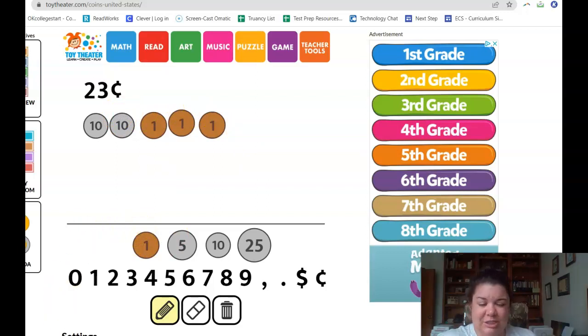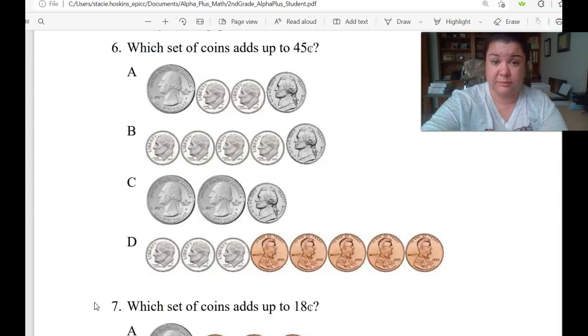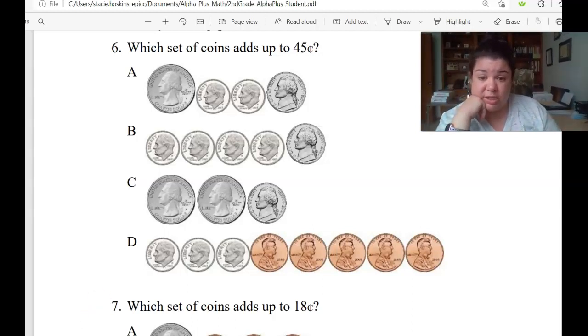All right, let's shift gears a little bit. Okay, so this question's asking us which set of coins adds up to 45 cents. So you're going to have to look. Now I know that 2/4 is 50 cents. So I can automatically look at this. 45 cents is less than 50. So I can cross this one out because 2/4 I know is 50 cents. Okay? So look at these and you're going to have to add them up if you don't know them. So pause the video and do that right now.